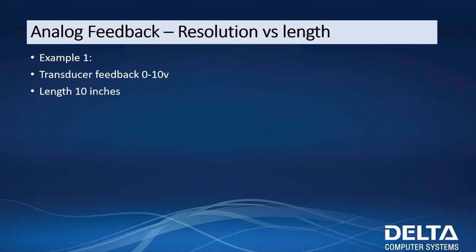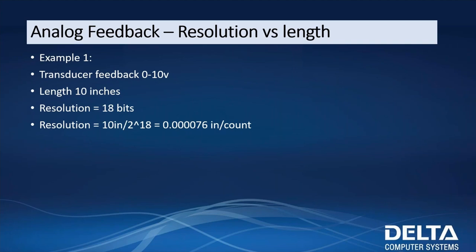We'll say the length is 10 inches, and the resolution of our measuring device is 18 bits. So our resolution is going to be 10 inches divided by 2 to the 18th, or 0.000076 inches per count. This is kind of what we care about. You can see, well, that resolution looks pretty good.